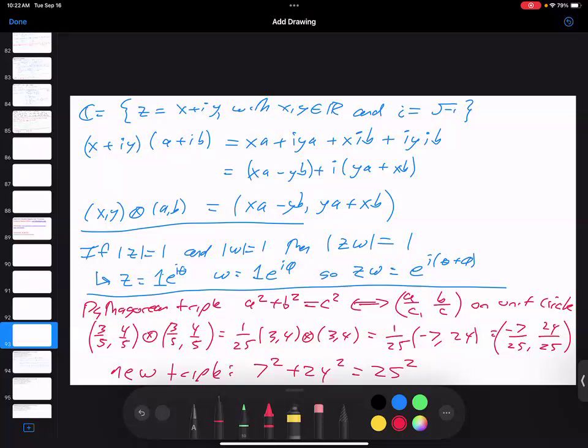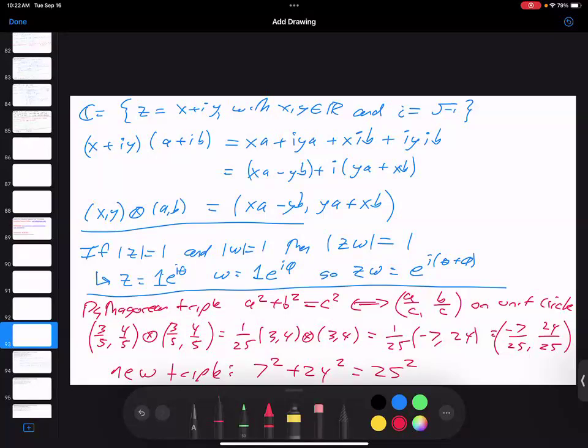What's the one that begins with 5? 5, 12, 13. And then I could also do 10, 24. No, we're not going to allow you to do something like that. But 5, 12, 13 would be a fundamentally new one. And then the question becomes, how do you find all of these?